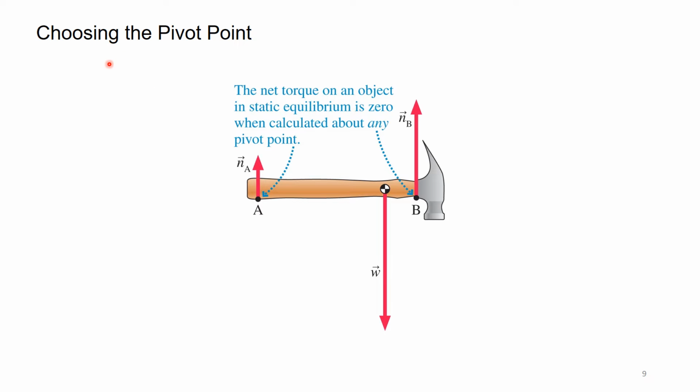All right, now let's look at choosing a pivot point. As we said earlier, a pivot point can be chosen anywhere. It's a reference point. But if you choose the pivot point cleverly, sometimes it will make your calculations easier.